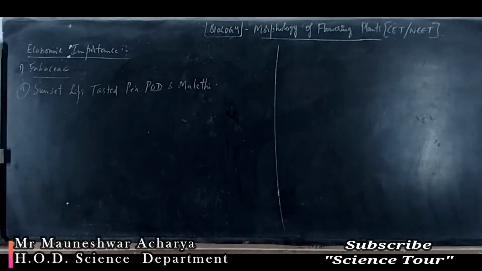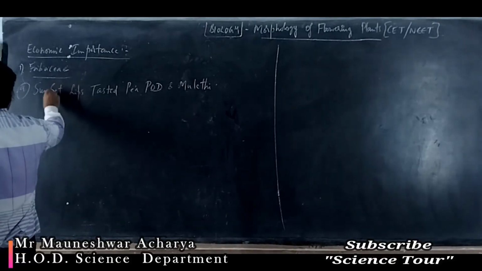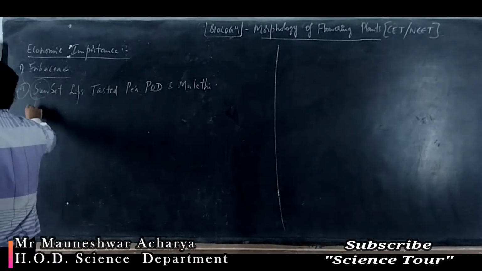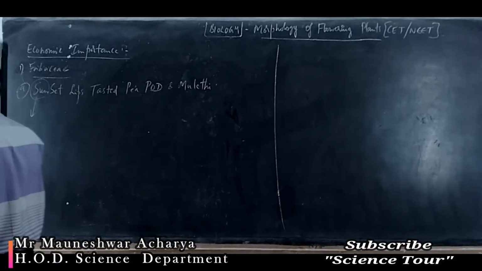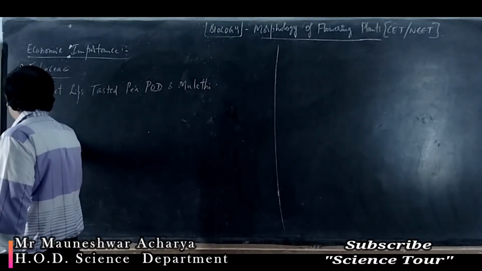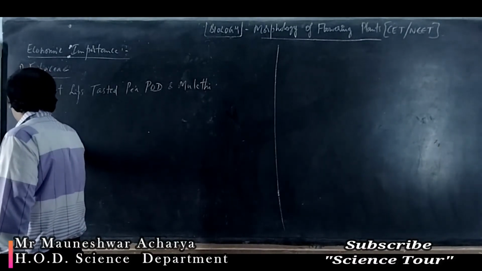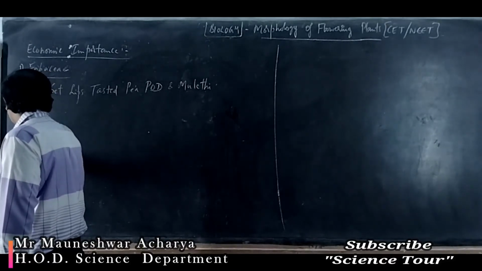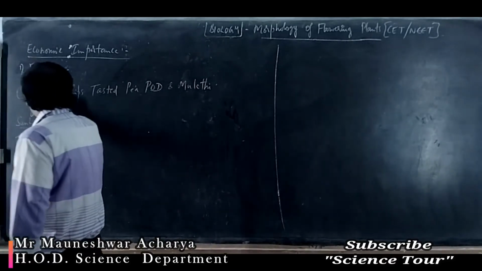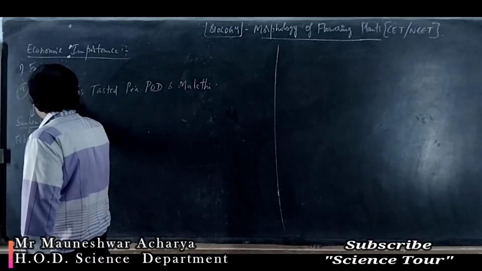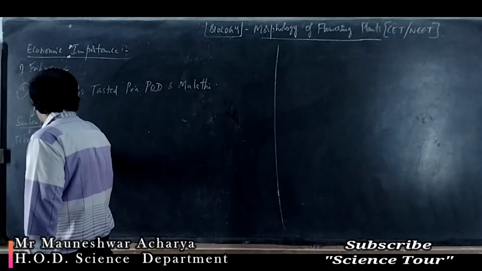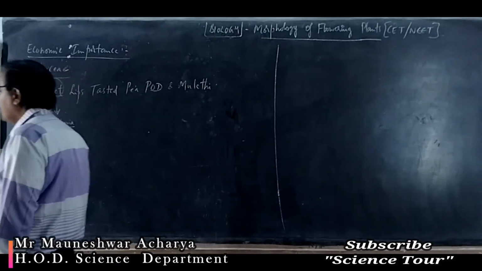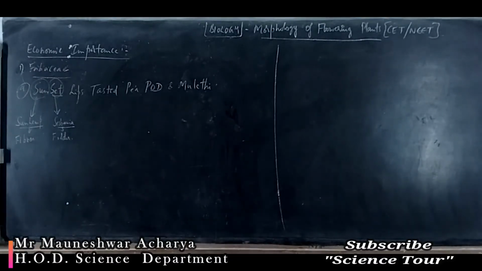For example, sunset. You see the first word of this, sun, that is for sun hemp. Sun hemp, you will get what? Fibers. Then see the next set, that is Sesbania. Sesbania can be used as fodder, feed for the cattle, grazing cattle.